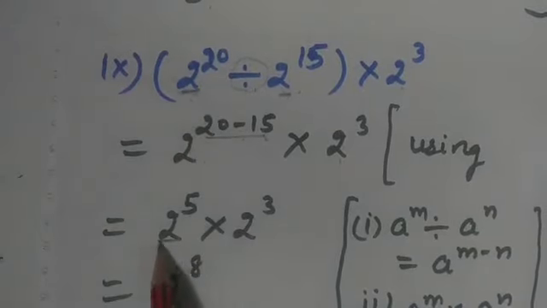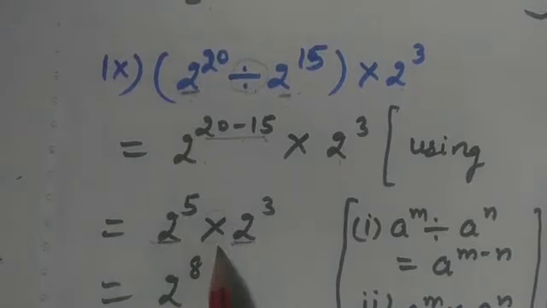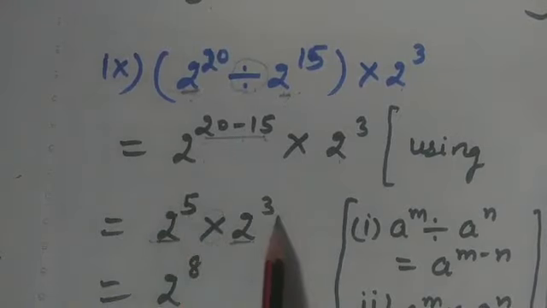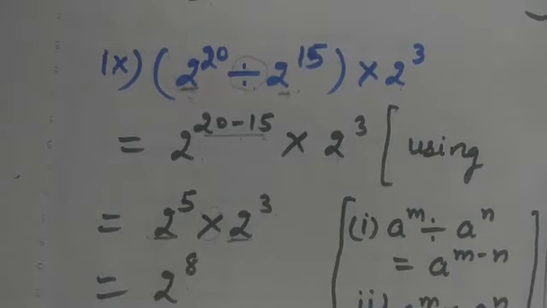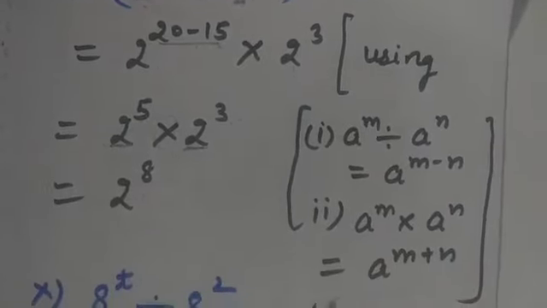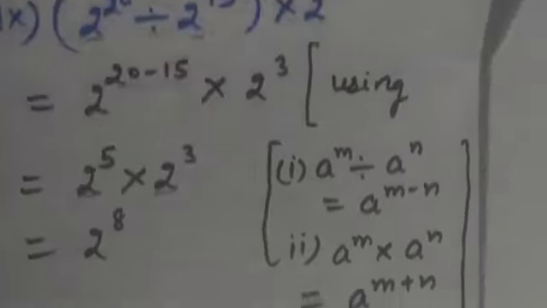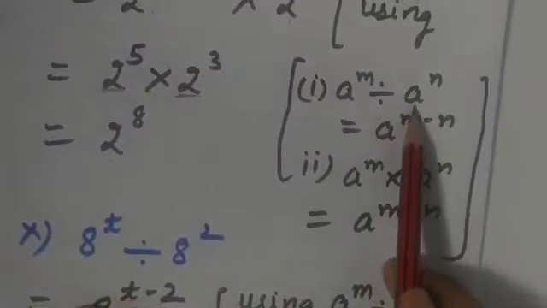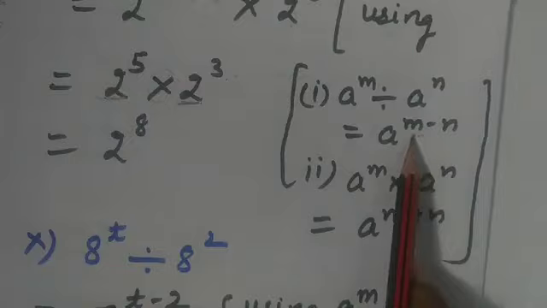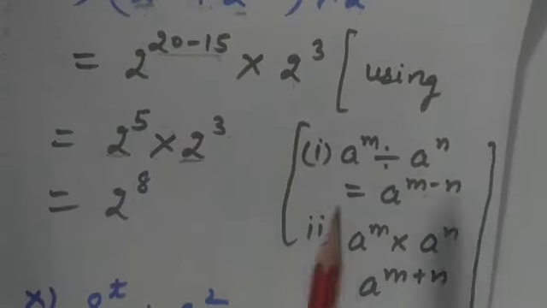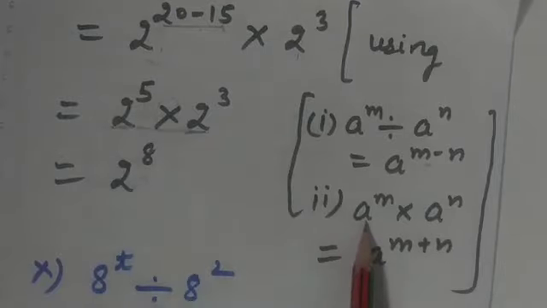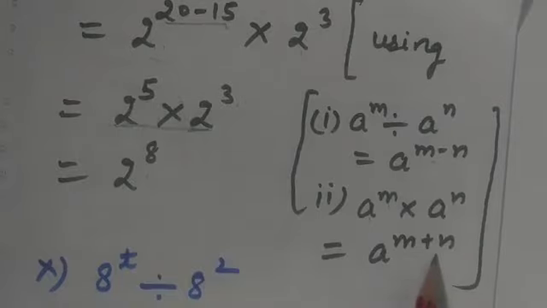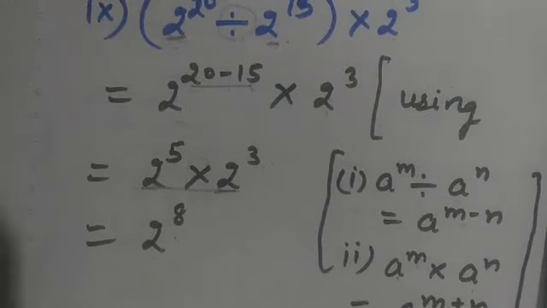Again I am observing that these bases are same, and in between we have the multiplication. So power will be added now. So it will be 2 raised to the power 8. So I have applied 2 laws, so that you have to mention. So using a raised to the power m divided by a raised to the power n is equal to a raised to the power m minus n. This I have applied in first step. Now in this step I have applied a raised to the power m into a raised to the power n is equal to a raised to the power m plus n. So this is your 9th part.